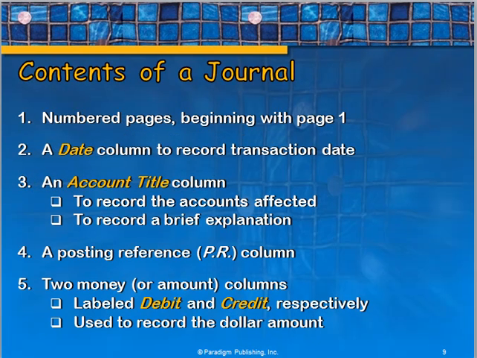A journal has numbered pages beginning with page 1. It has a date column to record the transaction date, an account title column to record the accounts affected and a brief explanation, a posting reference column to record the page number from where you recorded it, and 2 money columns, debit and credit, used to record the dollar amounts.